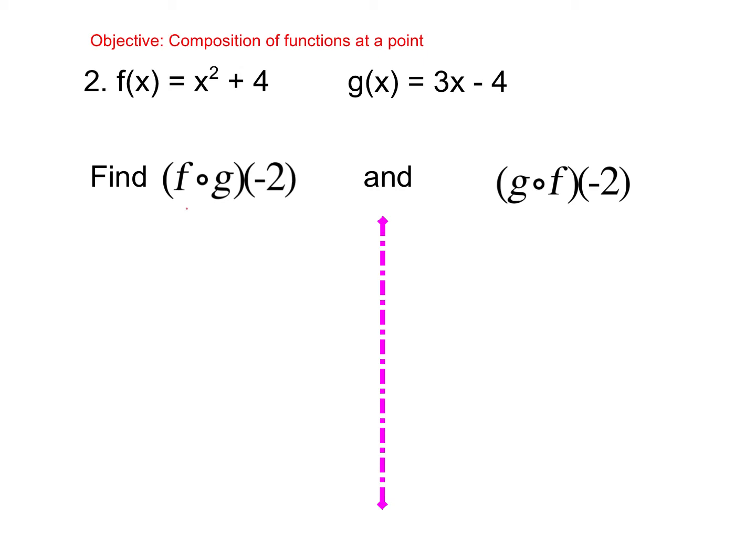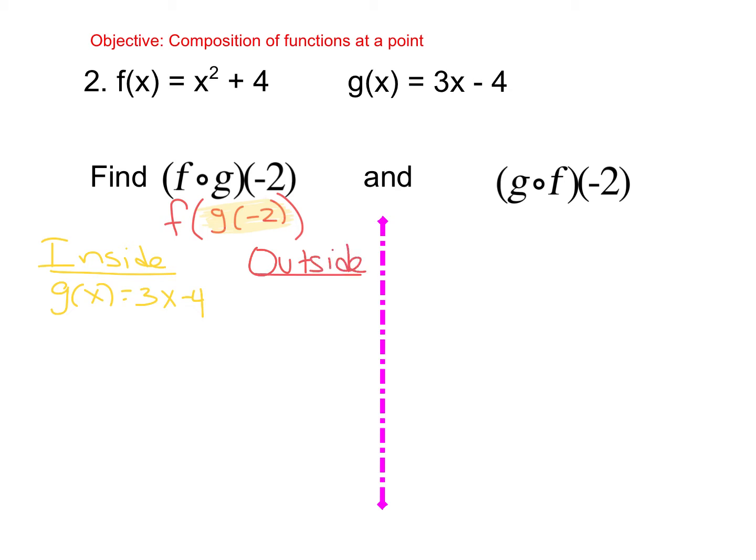So again, I like to write it f of g of -2 because it's easier to see what's the inside. So this is our inside, and that is g. G of x is 3x minus 4. And then my outside is f of x.